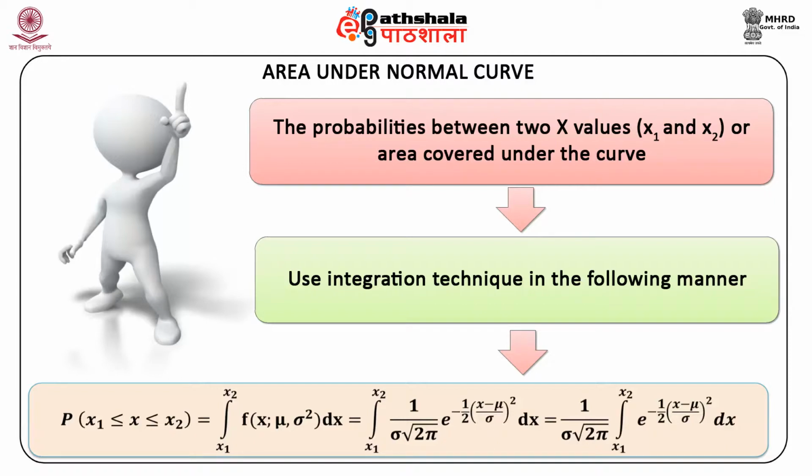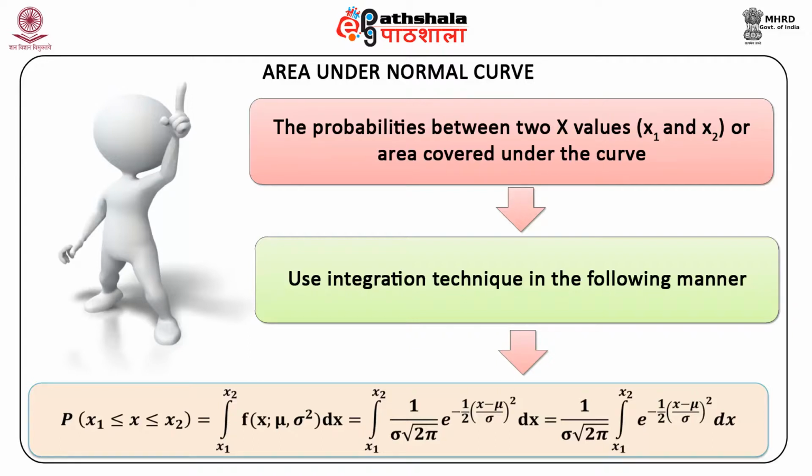dx. That is equal to integration from x1 to x2 of 1 divided by sigma root 2 pi, e raised to minus half, open bracket x minus mu over sigma, the whole square, dx, which is equal to 1 divided by sigma root 2 pi, integration x1 to x2, e raised to minus half, x minus mu divided by sigma the whole square, dx, using equation 2. The difficulty encountered in performing the integral of the normal density function requires tabulation of normal distribution curve areas.